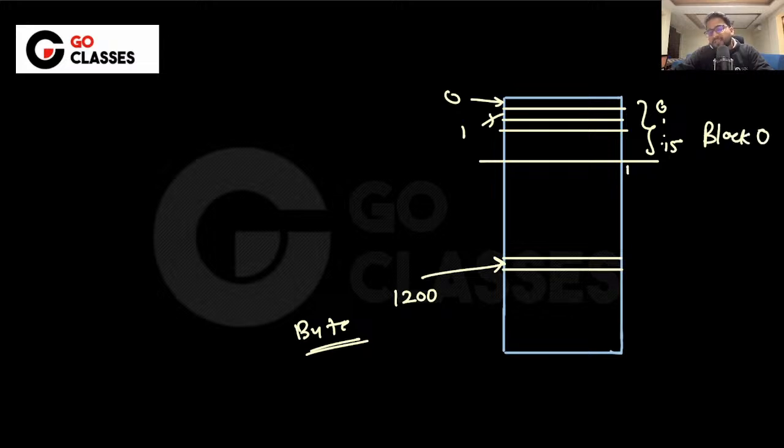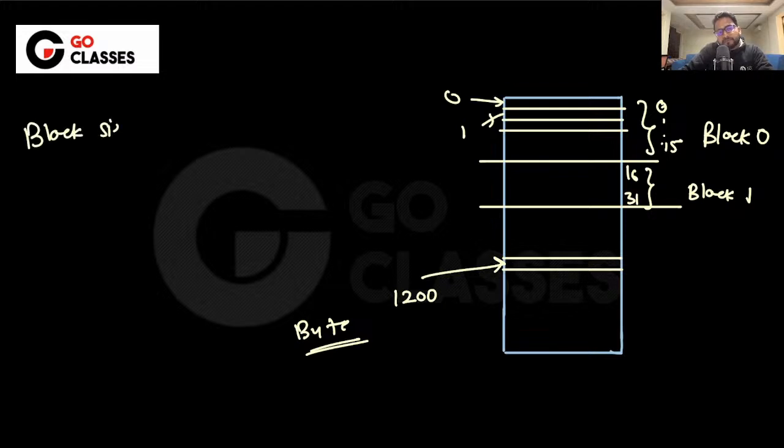16 to 31. Okay, you are adding 15 here, right? Then you are ending. So 16 to 31 is in block 1, right? Because your block size is how much? 16 bytes, right? Your block size is 16 bytes. So 0 to 15 is block 0, then 16 to 31 is block 1, and so on, right? Can you tell me what is the block number for this?